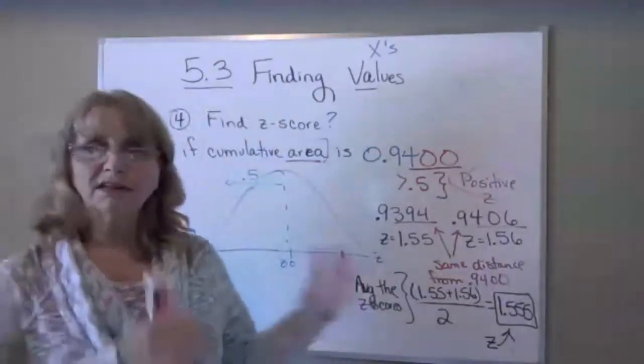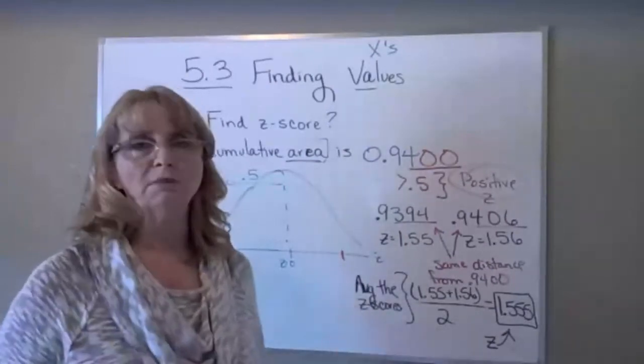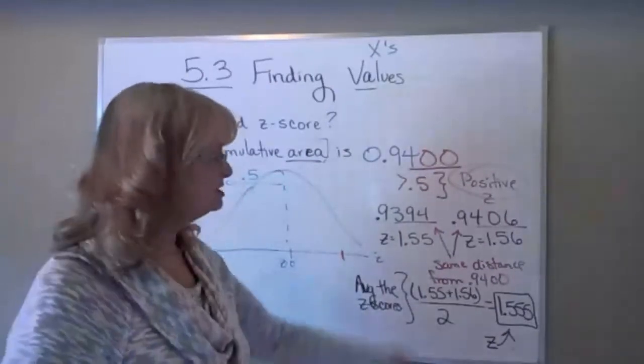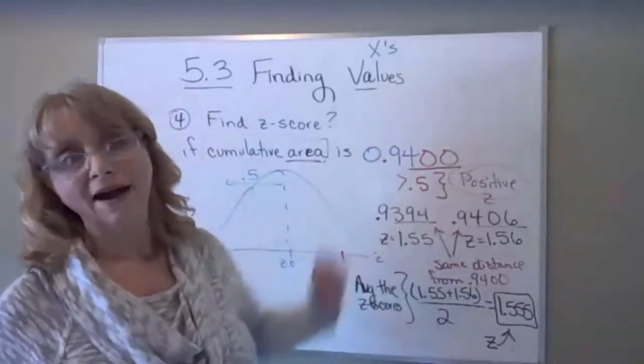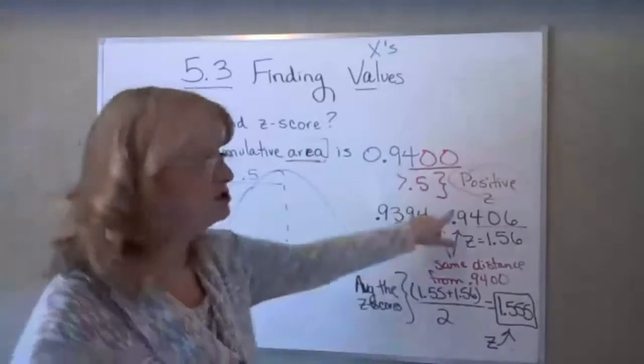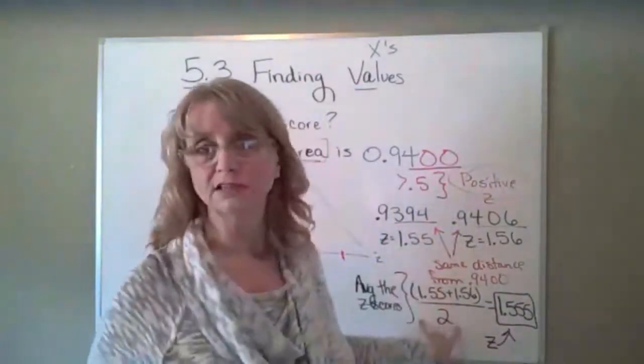Okay, so those are the different possibilities. The number might be there exactly, or you might have to pick the closest one, or sometimes if both of the areas are the same distance, you have to average the z-scores. You don't average the areas. You find the two z-scores and then you average the z-scores.